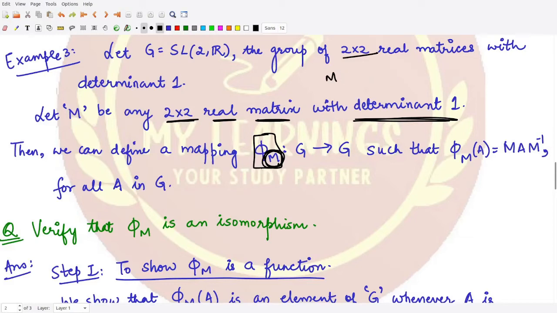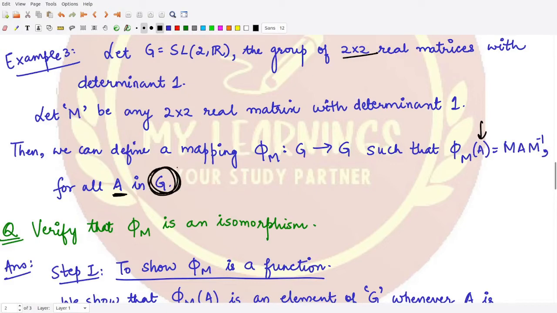Phi of M from the group G to the group G, such that when we apply it onto A, where A is some member in G, that means it is again a 2 cross 2 matrix having determinant 1 with real entries, the resultant would be M into A into M inverse. So this is the mapping. Now we wanted to prove that this mapping forms an isomorphism.